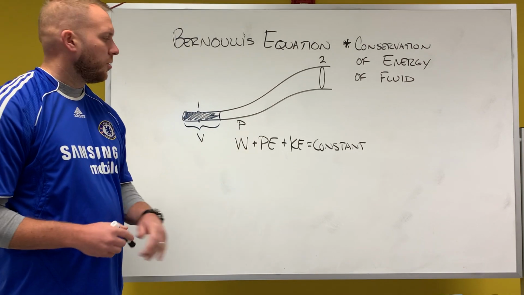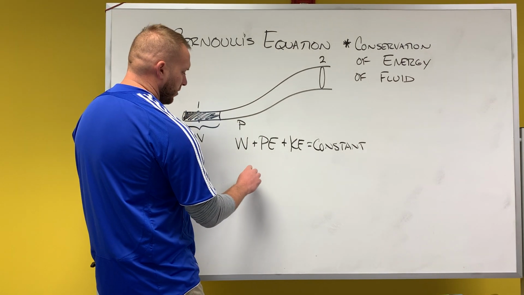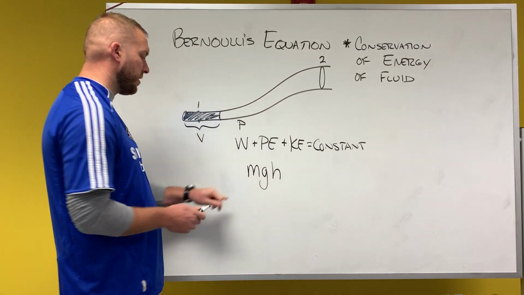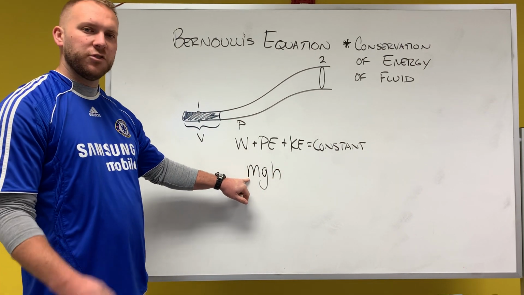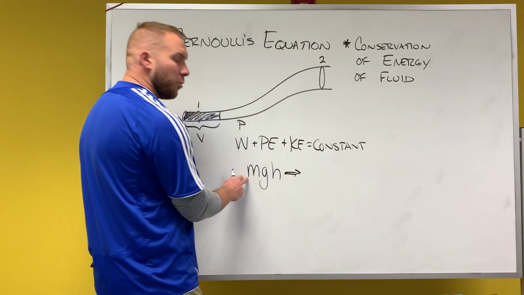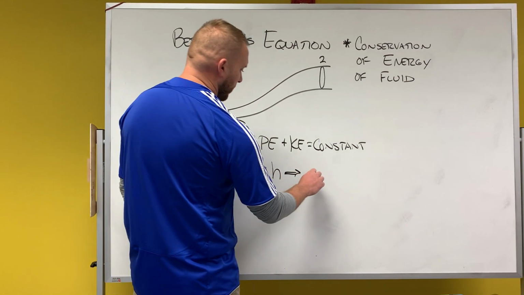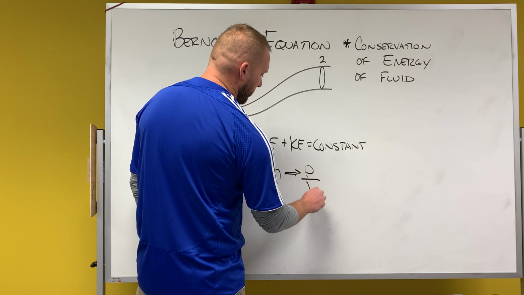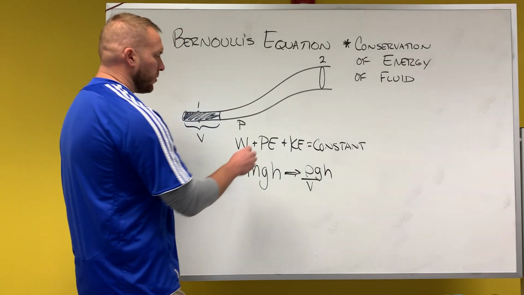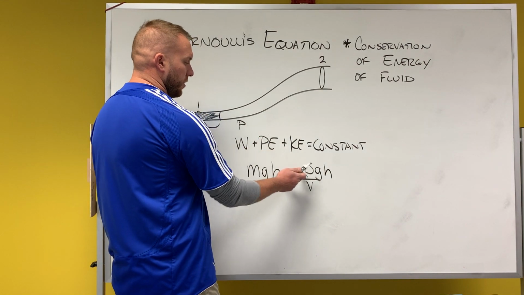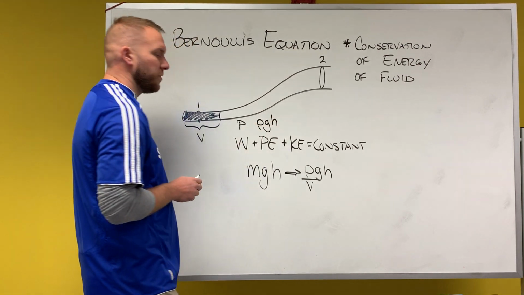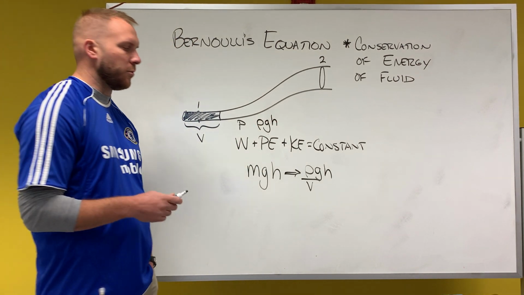Our second idea, potential energy. If we take potential energy as mgh, what we've seen in fluids is that mass can be challenging to figure out. But we can understand that mass is based on the density of an object times its volume, times gravity times h. So our potential energy is now going to turn into rho g h, where rho is the density of the fluid moving in my system.